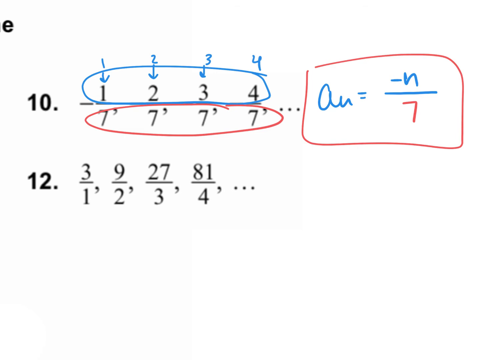All right, and let's do number 12. So on the top here, we're multiplying by 3. So how would we write that in our rule here? We're multiplying by 3 each time. So 3n, because if we plugged in 1, we would get 3. So you don't need that minus 1 here because we start with 3.